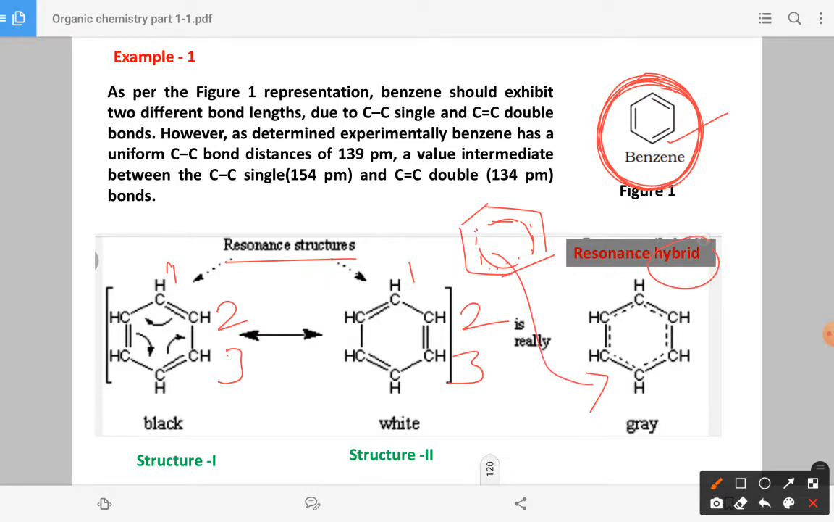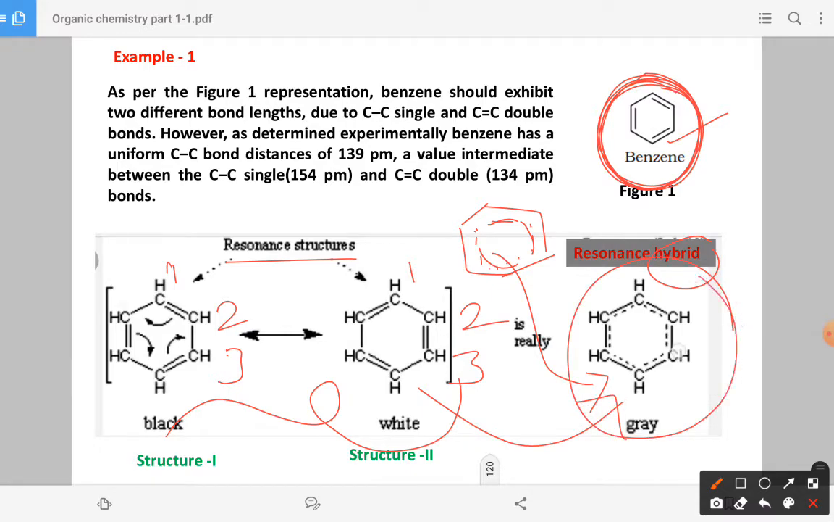Hybrid means, as you know very well, for example hybrid fruits, where whatever required qualities are all present in one fruit. For example, you need more pulp, more sweetness and more seeds, depending on the fruit. All are present, and that is what we call hybrid. Similarly, I can write the first structure, and I can also write the second structure. These can all be written in one structure. This is called a resonance hybrid.